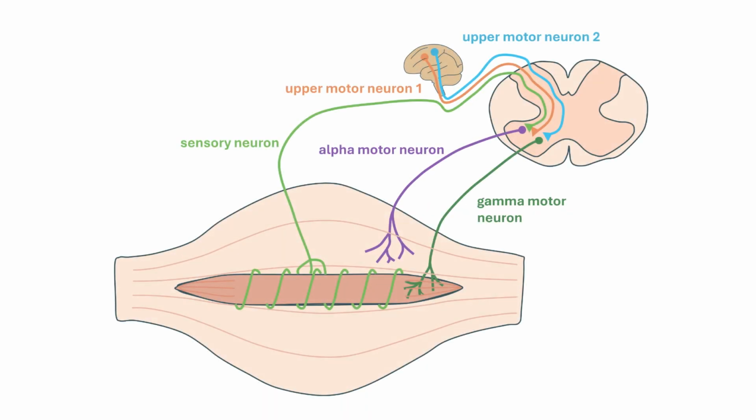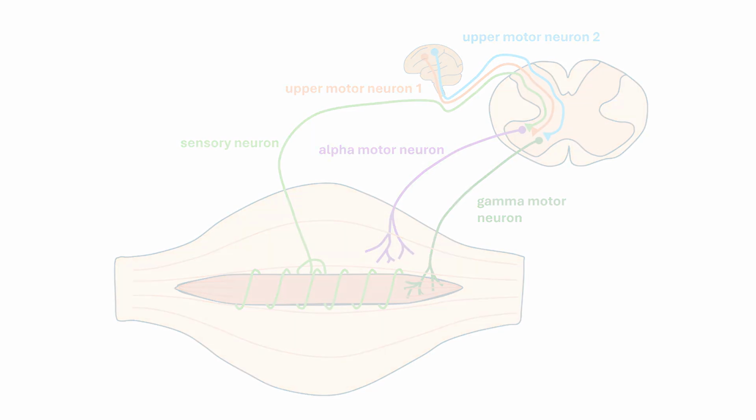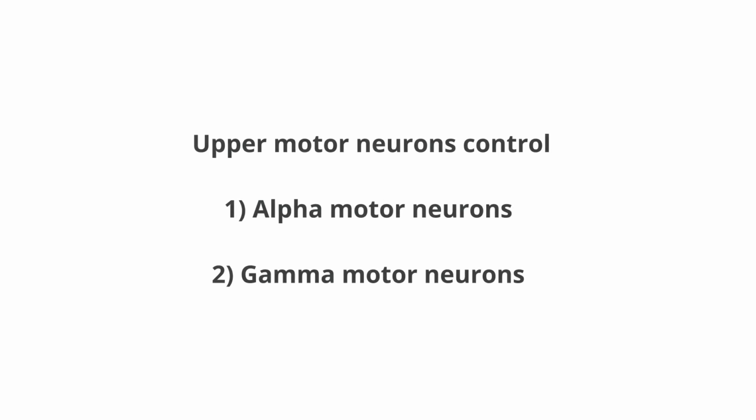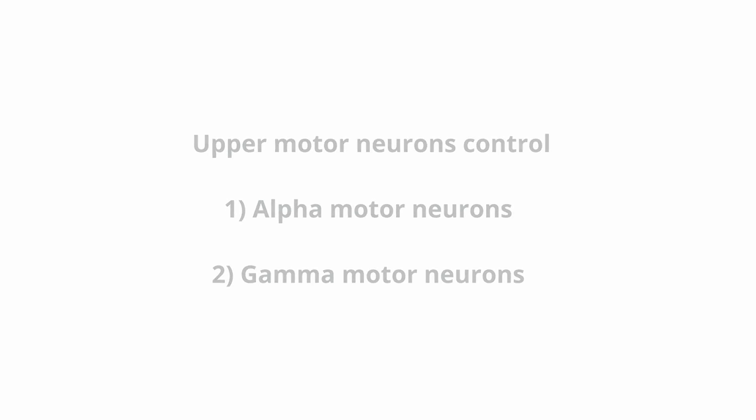So what controls the gamma motor neurons? Well, it is more neurons this time coming from the brain. Neurons from the brain are called upper motor neurons. This is going to be the most complex part of the video, but we will try to make it easy, so please try to stick with us. The electrical signal from the upper motor neurons is what controls the stretch reflex. Electrical signals from the upper motor neurons control the alpha motor neurons and the gamma motor neurons.